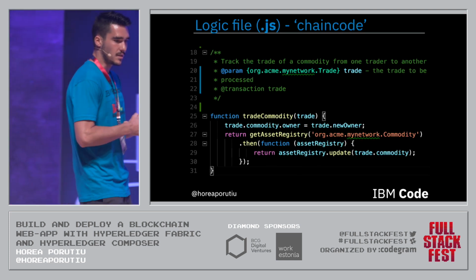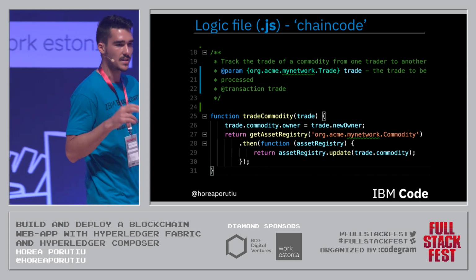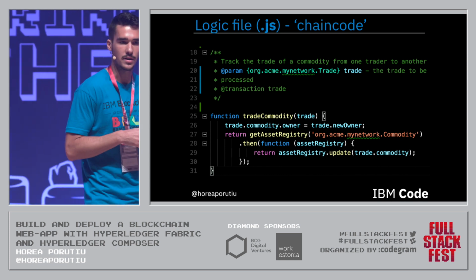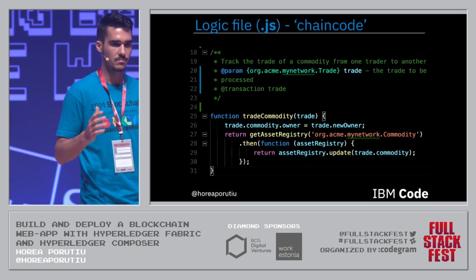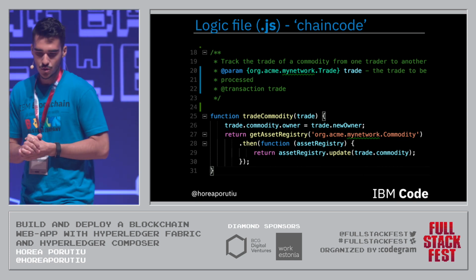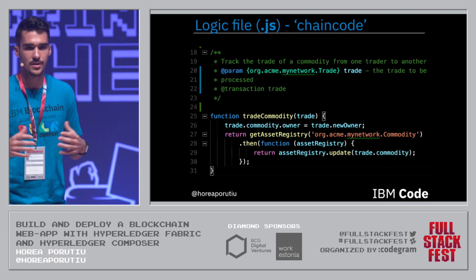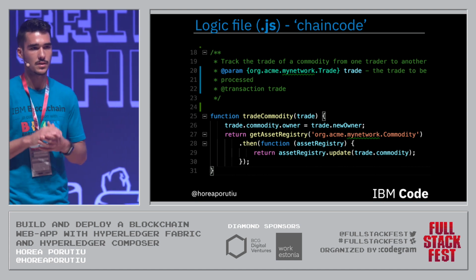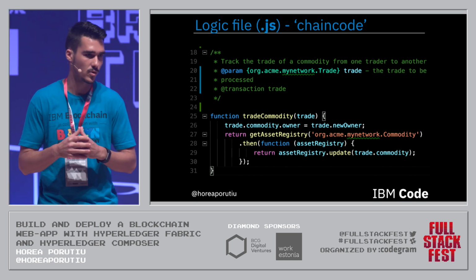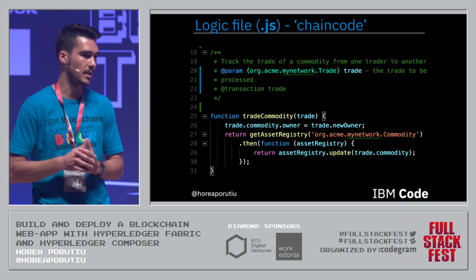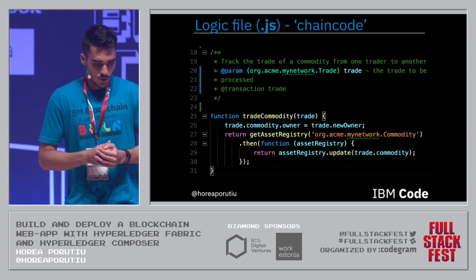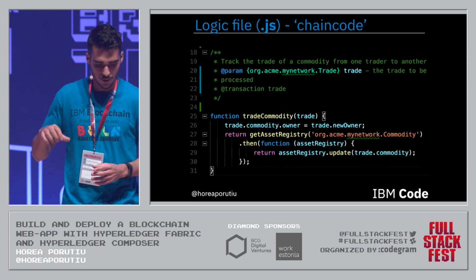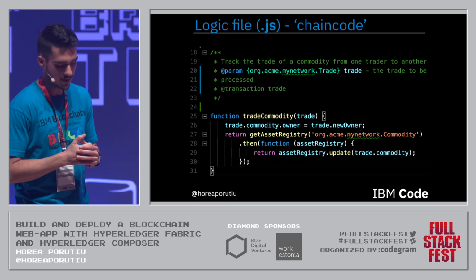So here is the implementation. This is the actual smart contract, which may be referred to as chain code in Hyperledger Fabric terms. You see here, this is written in JavaScript. You see we have some promises, so that is something you'll have to be familiar with to develop this smart contract. The first thing we do is just assign our actual new owner to the commodity.